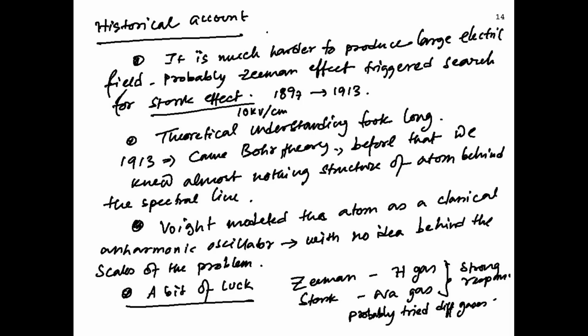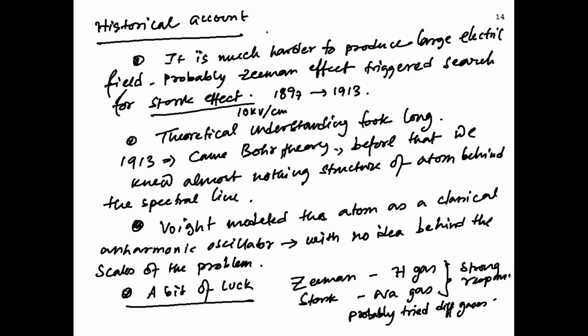So both of them won the Nobel Prize, Stark and Zeeman, the first persons to be successful. And the reason it took long is that for 1 Tesla magnetic field you can see the kind of effect, 1 Tesla, 2 Tesla, but for the same effect the electric field you need is much harder to produce in a lab.